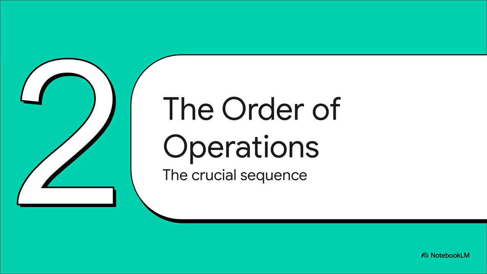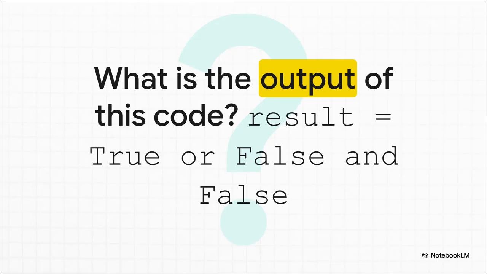All right, now this is where things get really interesting, and honestly, where a lot of sneaky bugs can creep into your code if you're not paying attention. Just like in math, where you have PEMDAS, Python has a very strict order for evaluating these logical operators. And trust me, the sequence matters a lot. So take a look at this line of code: True or False and False. What do you think the final result is going to be? Now, your first instinct might be to just read it from left to right, but that's not how Python sees it. So take a guess. What do you think? Let's find out.